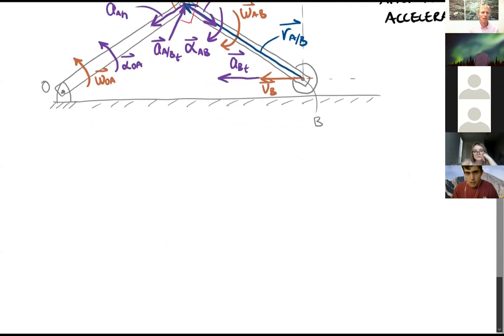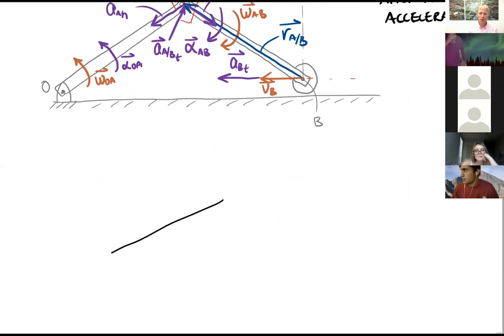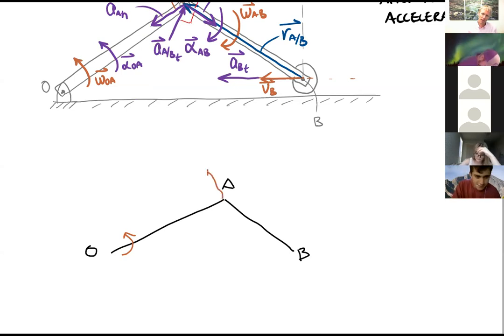Okay, so to draw this guy out, I'll just do a stick figure. So from O to A to B. Okay, O, A, B. So we have our omega going in this direction here. Therefore, my linear velocity is going to be perpendicular to OA. Right, perpendicular here. My velocity for B, I don't yet know if it's gonna go left or right, but I know it's gonna be horizontal.